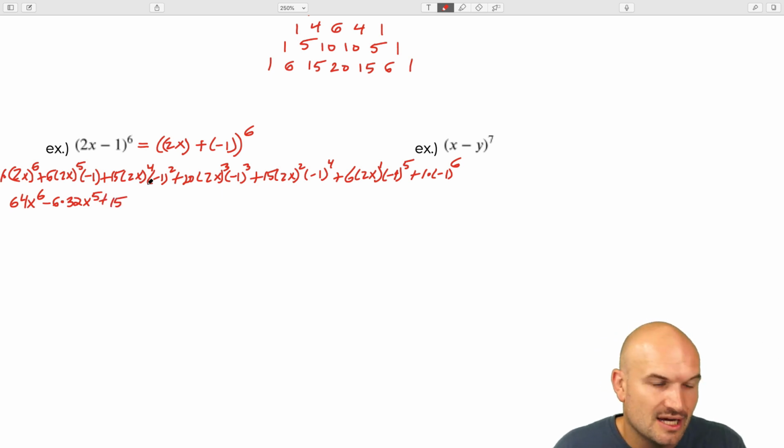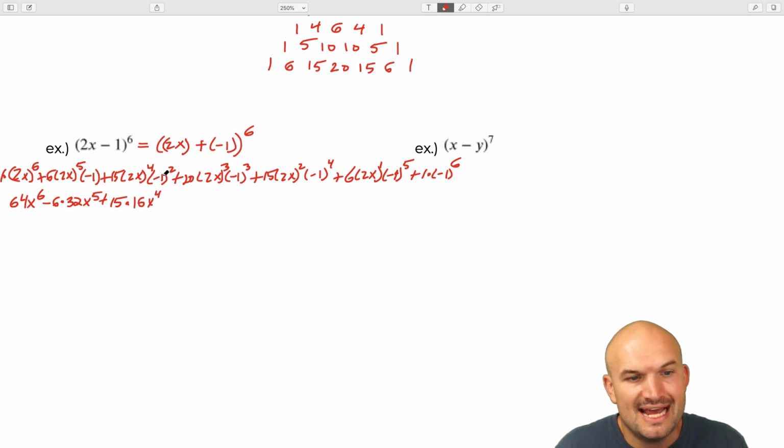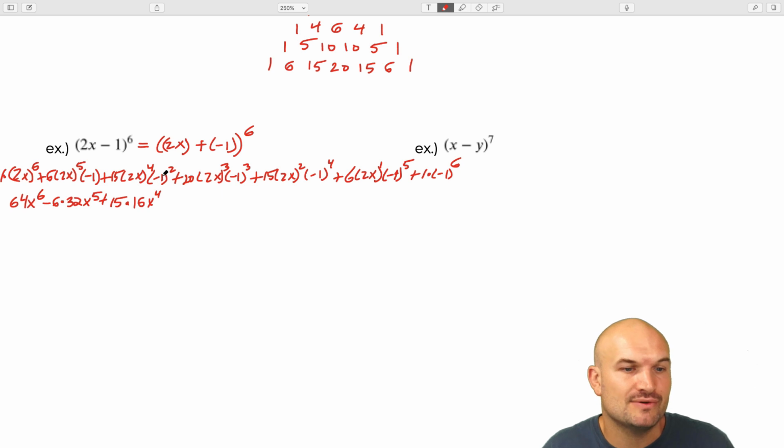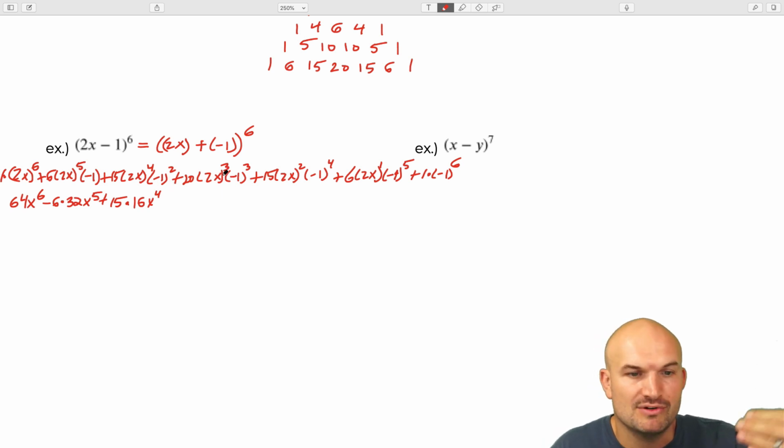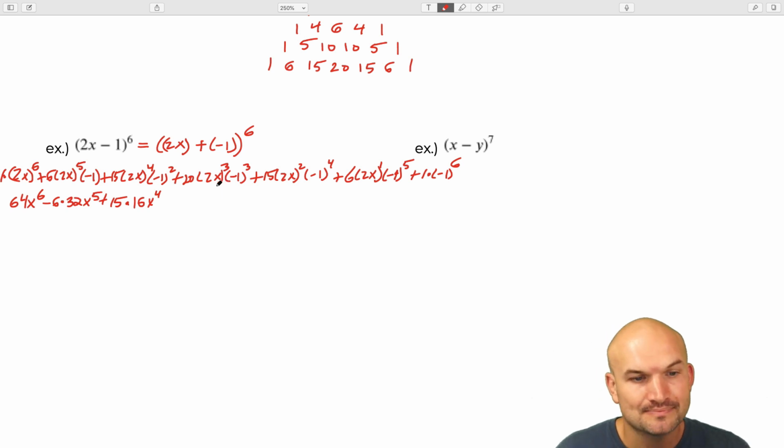That is going to be 16 times 16 x to the 4th. I'm not worried about it being negative because my negative 1 here is being squared, so it's going to be a positive. Anytime you have a negative raised to an even power, it's positive. Anytime you have a negative raised to an odd power, it's going to be negative. But again, the value of 1 is not changing the value of our expression.